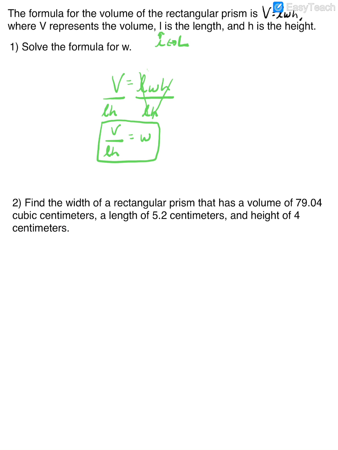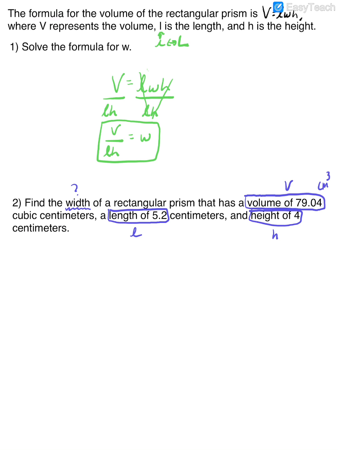Okay, so then now I have all these values. So volume of the rectangular prism is 79.04 cubic inches or cubic centimeters. The shorthand would be like that. Length is 5.2 centimeters. Height is 4 centimeters. Okay, and we're trying to find the width.